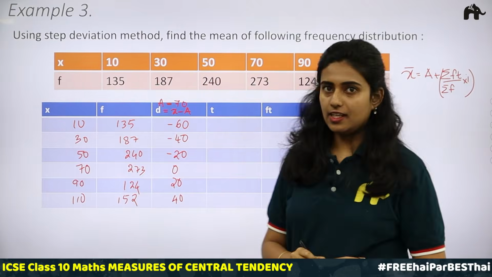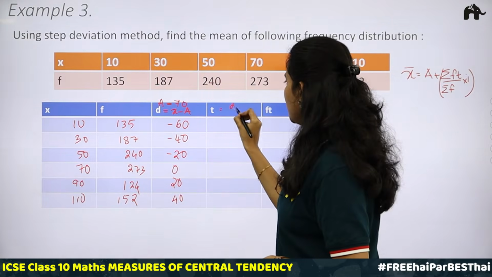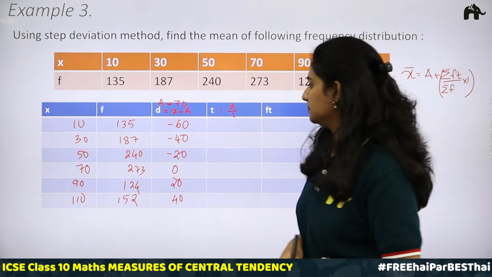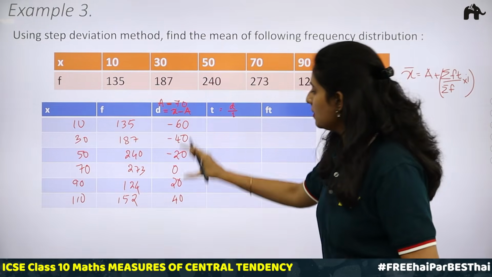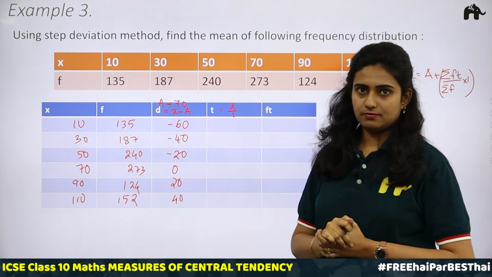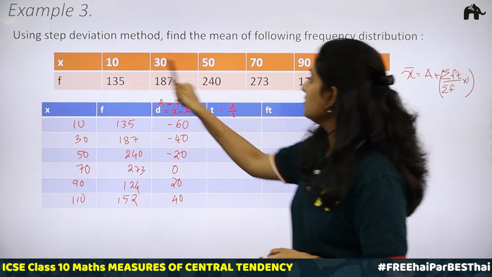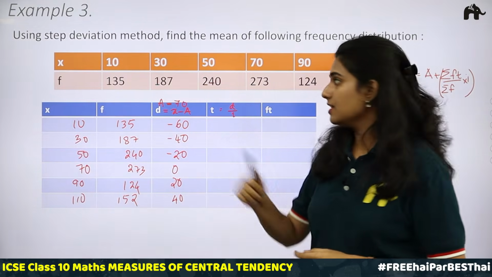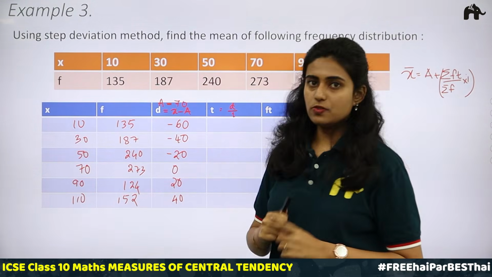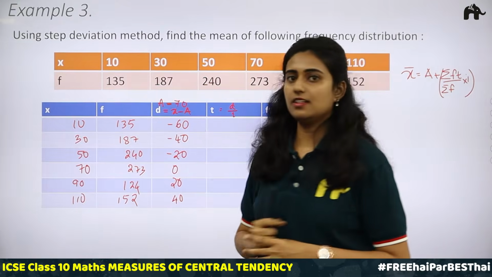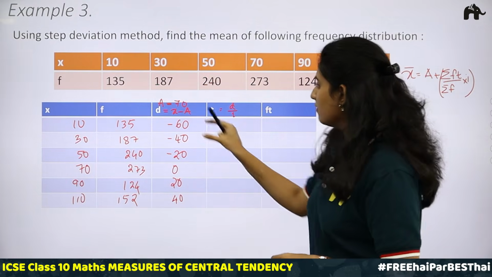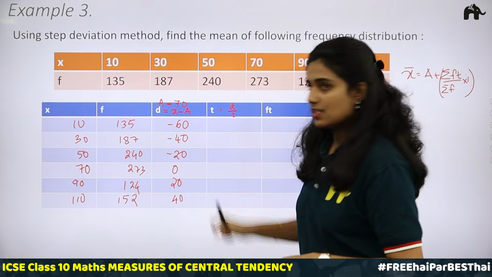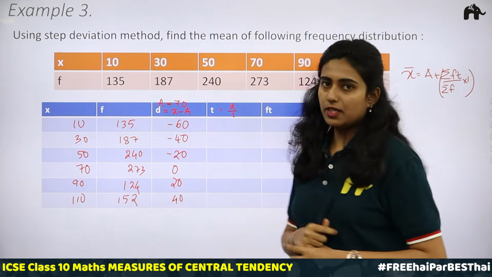Now how to find t? D divided by I. Okay. With what number can all these be divided? So just find the difference between these. That is, take the first two x values, find the difference, 30 and 10. 30 minus 10 is equal to 20. With the number 20, this is the largest number with which all these values can be divided.